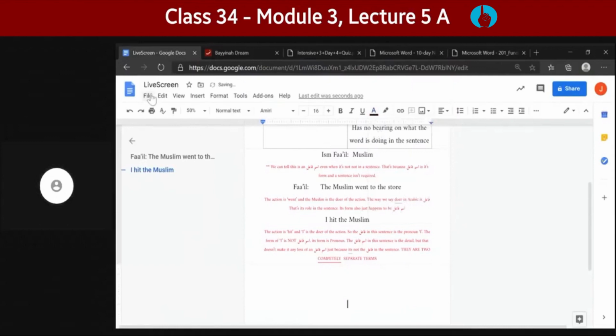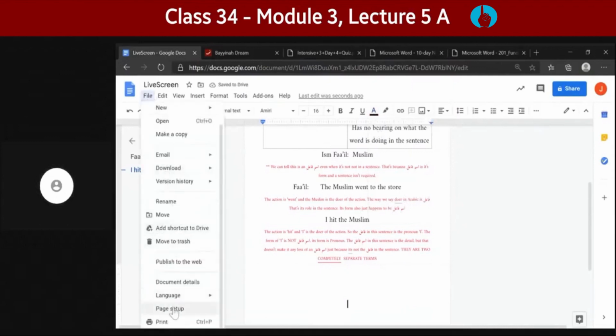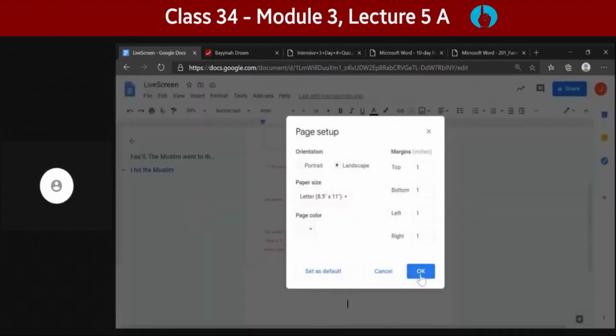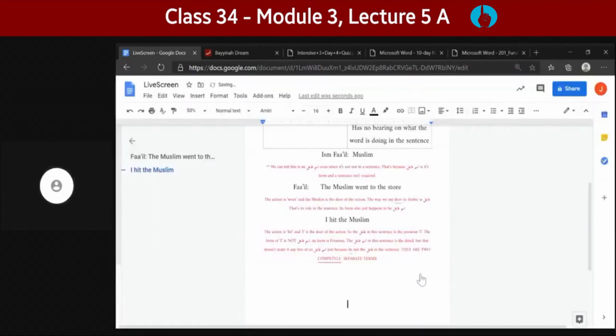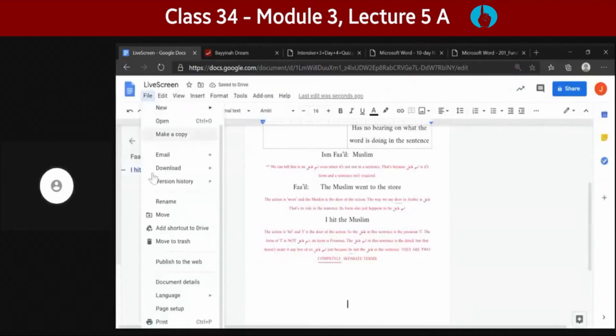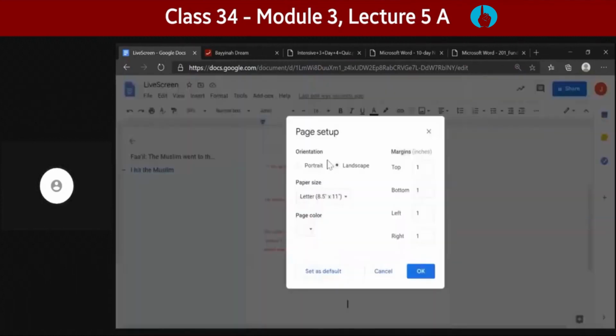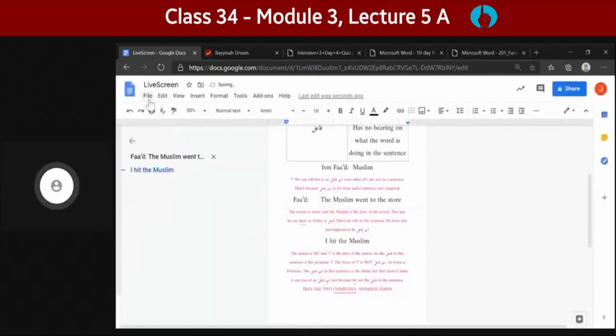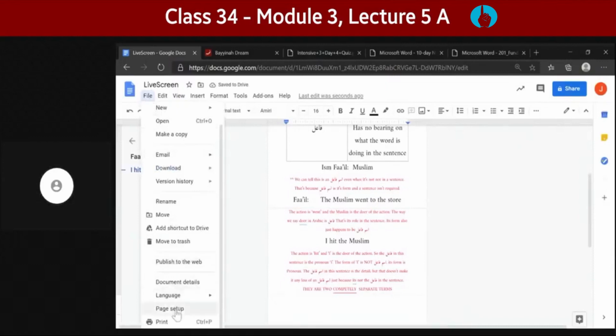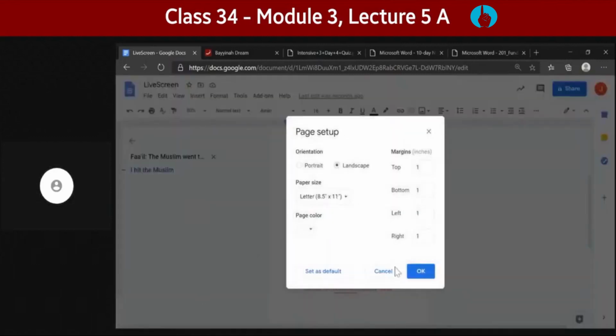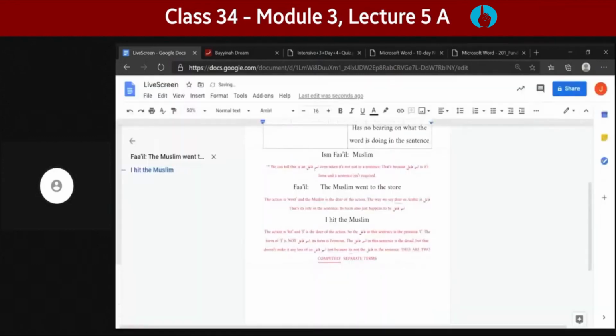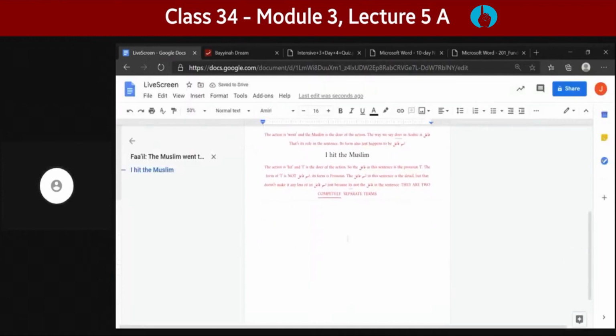Wait, why did this go back? That's weird. It should be in landscape. Oh, that was landscape. That's weird. Okay, I don't know. It just seems so small.